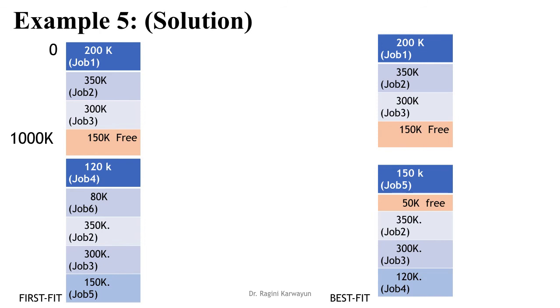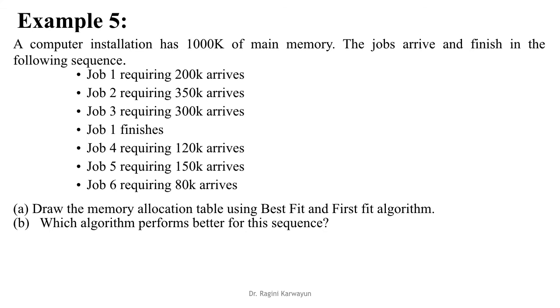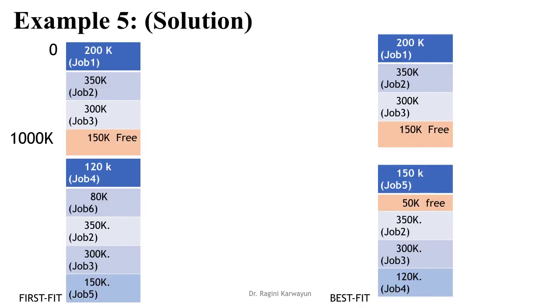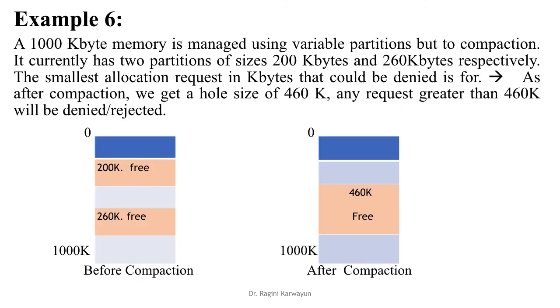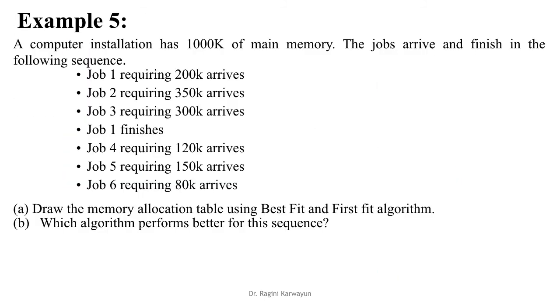Now the next process, job 5, requires 150K. We have the 200K hole free, so we will allocate 150K out of this 200K to job 5. 50K is remaining, that is free. Now job 6 will require 80K.